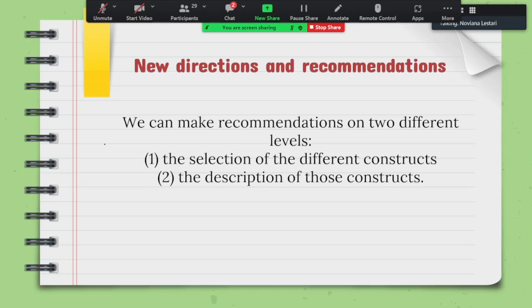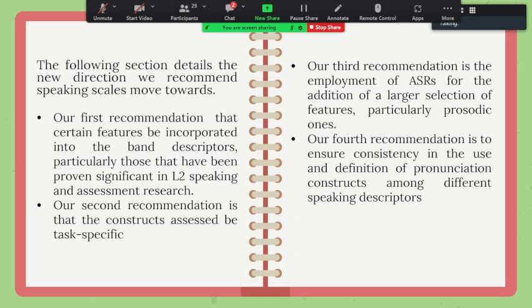New direction and recommendation. Based on our comparison between pronunciation features examined in second language research and those incorporated into oral assessment scales, we can make recommendations on two different levels. Number one, the selection of the different constructs, and number two, the description of those constructs. Next slide, please.